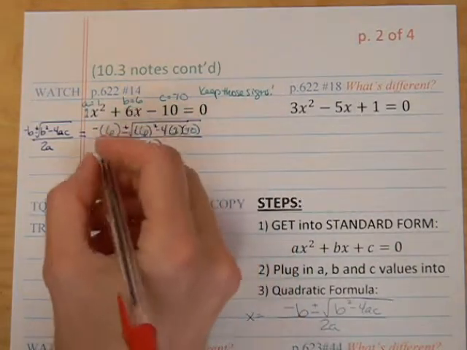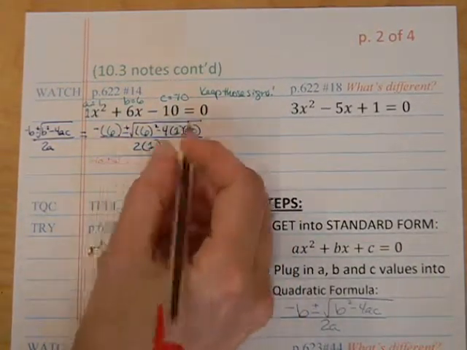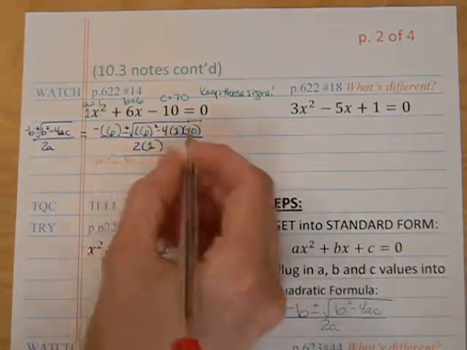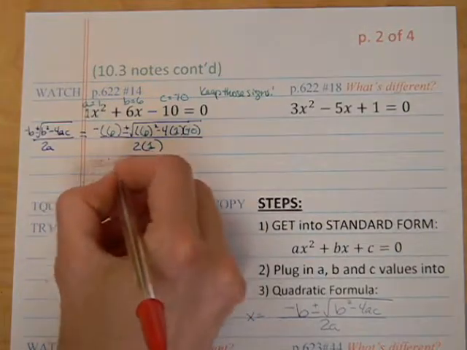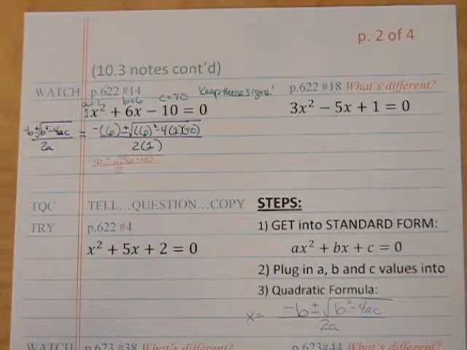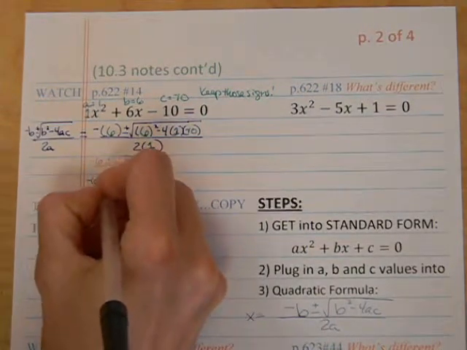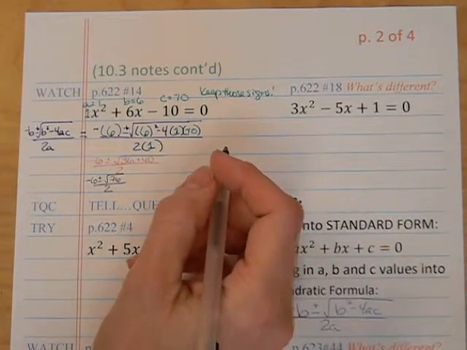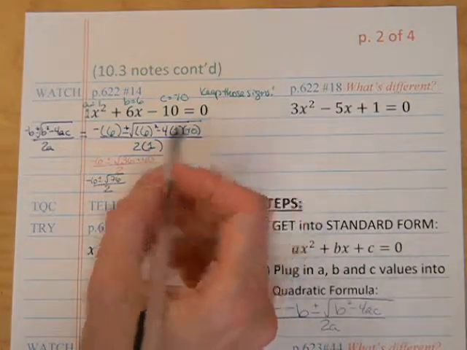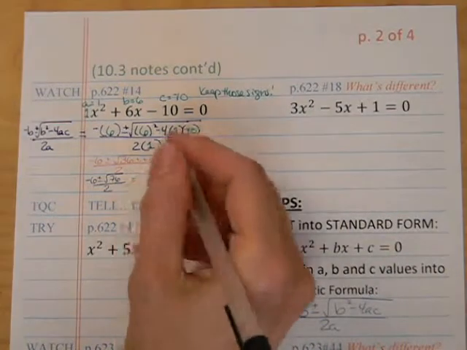Then we're going to simplify here, so we get negative 6 plus or minus inside the square root. 6 squared is 36. Minus 4 times 1 times negative 10 is positive 40. The whole thing over 2. And then that becomes negative 6 plus or minus the square root of 76 over 2. This does simplify. The square root of 76 does split into radical 4 and 19.